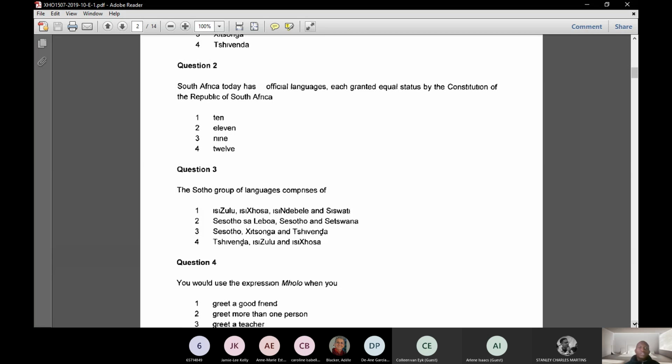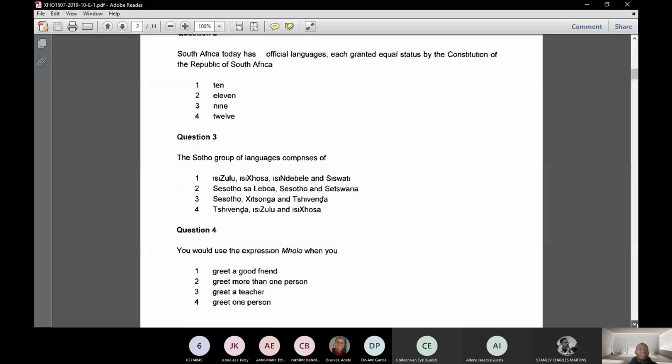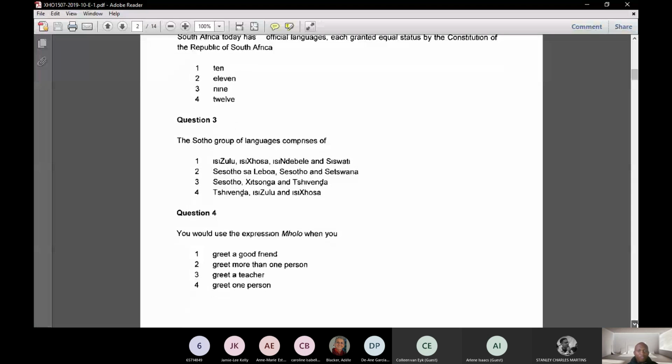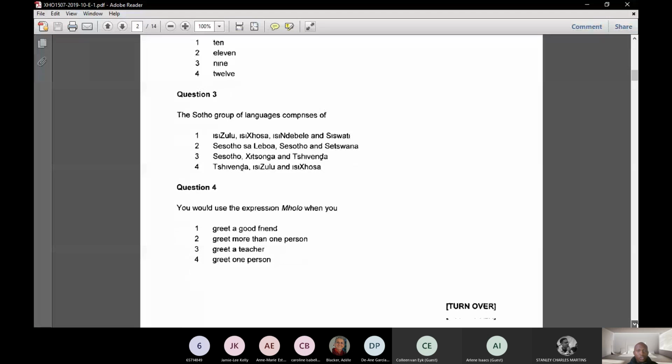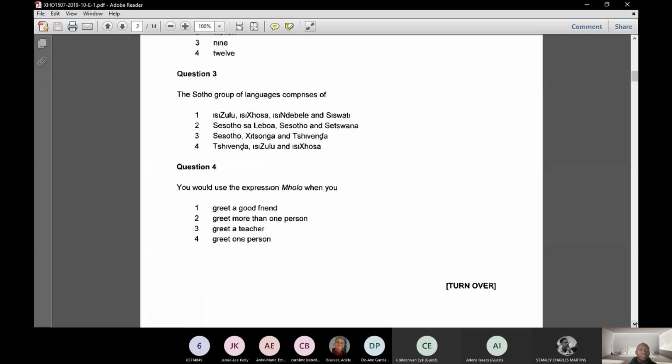Number two, South Africa today has dash official languages, each granted equal status by the Constitution of the Republic of South Africa. Is it 10, 11, 9, or 12? Number two is correct, 11. Question 3, the Sotho group of languages comprises number 1, isiZulu, isiXhosa, isiSwati, and isiNdebele.